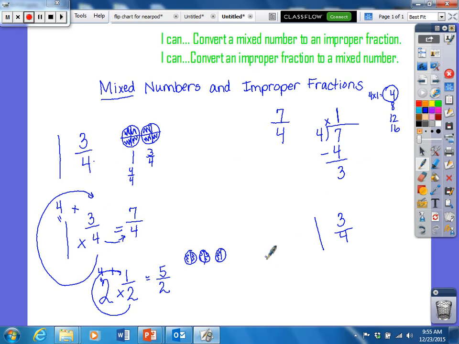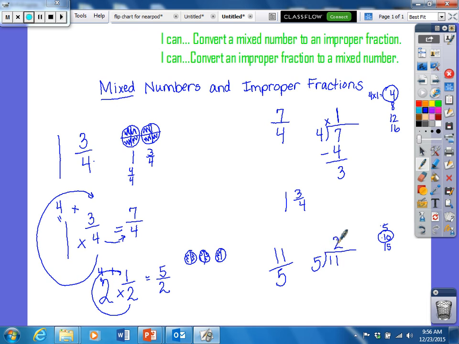Let's try another one. Let me move this one up a little bit. Okay. Let's try 11/5. Okay. Again, let's write out our division problem. Remember, numerator goes on the inside, denominator on the outside. So list our multiples, 5, 10, 15. 15 is bigger than 11, so I'm going to stop there. How many times can 5 go into 11? Well, 5, 10. Oh, 10 is closest to 11 without going over. So how many times? Let's count. 1 time, 2 times. So 5 can go into 11 2 times.